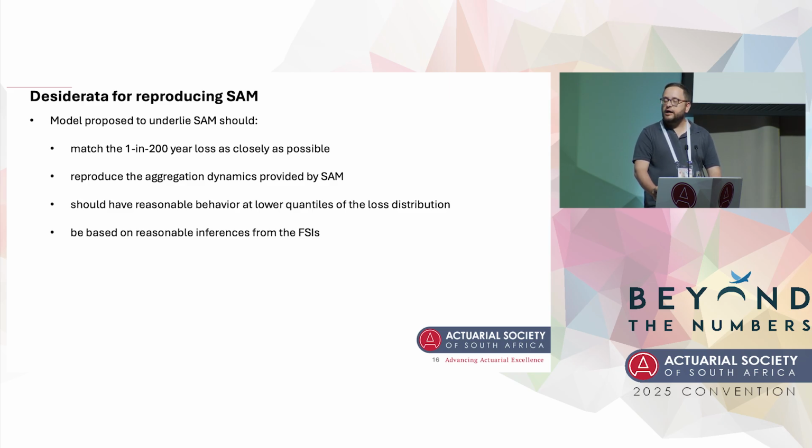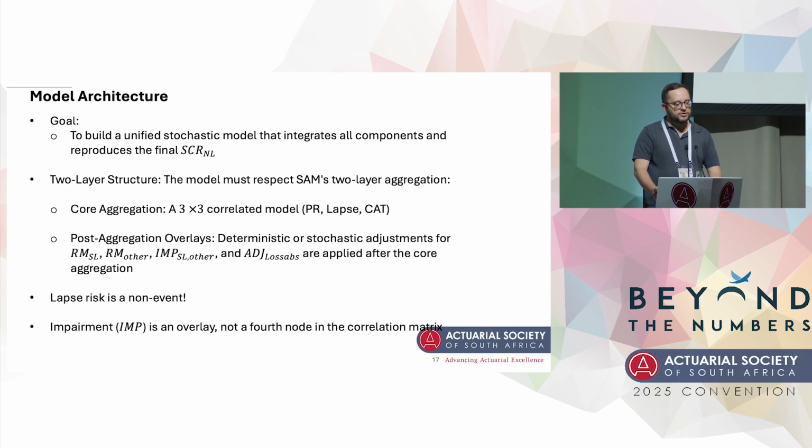Ideally, it should have reasonable behavior at the lower quantiles of your overall loss distribution, which means that you can somehow relate what the model says is going to happen in a 1 in 2 year or 1 in 3 year event to the reality that you're familiar with in your business, and it should be based on relatively reasonable inferences from the FSRs. And as we go through, if you feel that we're not meeting these desirable characteristics, please shout and let's see what you think. So, I think we've said most of this already. The goal is to have a unified stochastic model that integrates all components and reproduces your final SCR for non-life underwriting risk.